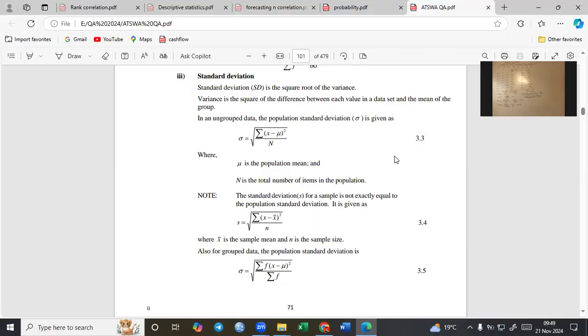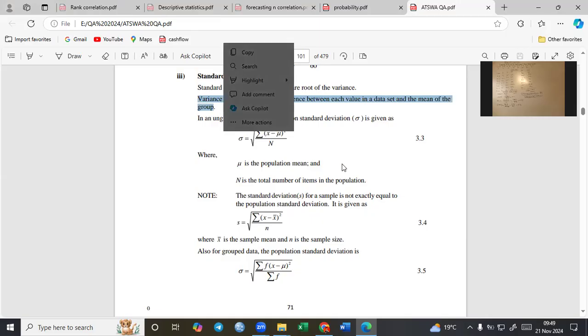Now, if that definition is too long, then you can just say that standard deviation refers to the square root of variance. Now, what is variance? Variance is the square of the differences between each value in the data set and the mean of the group. You can see it here.